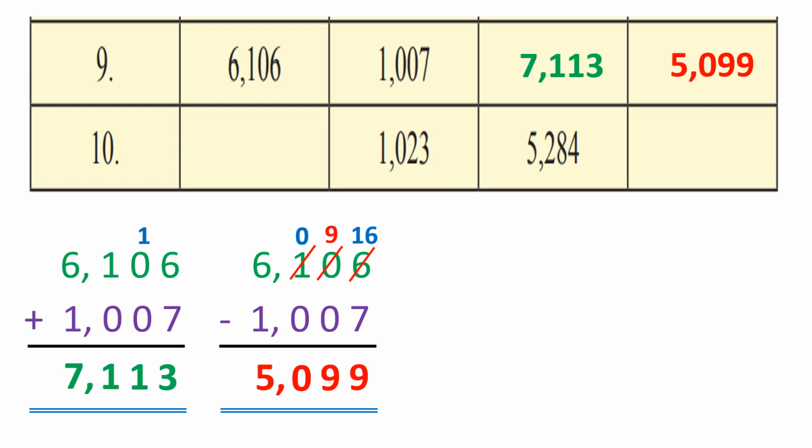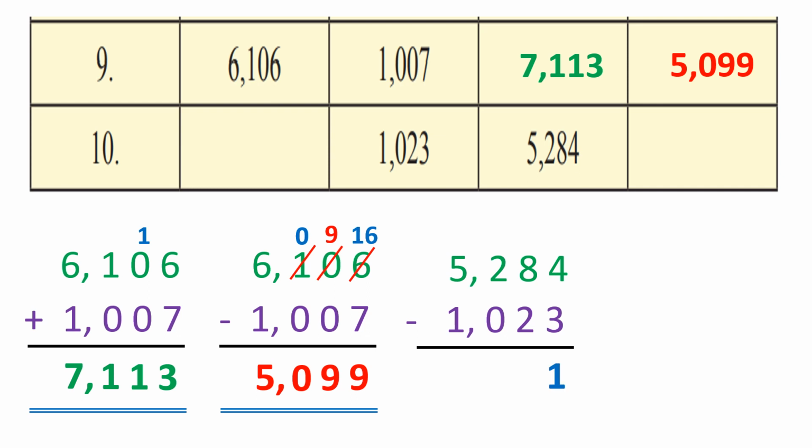And then for number 10. For number 10, you don't have the first number. You have the second, 1,023. You have the sum, 5,285. To get the first number, you subtract 5,285 minus 1,023. The answer is 5 minus 3 is 2. 8 minus 2 is 6. 2 minus 0 is 2. 5 minus 1 is 4. Your answer is 4,262 for the first number. Then you write here in the box.